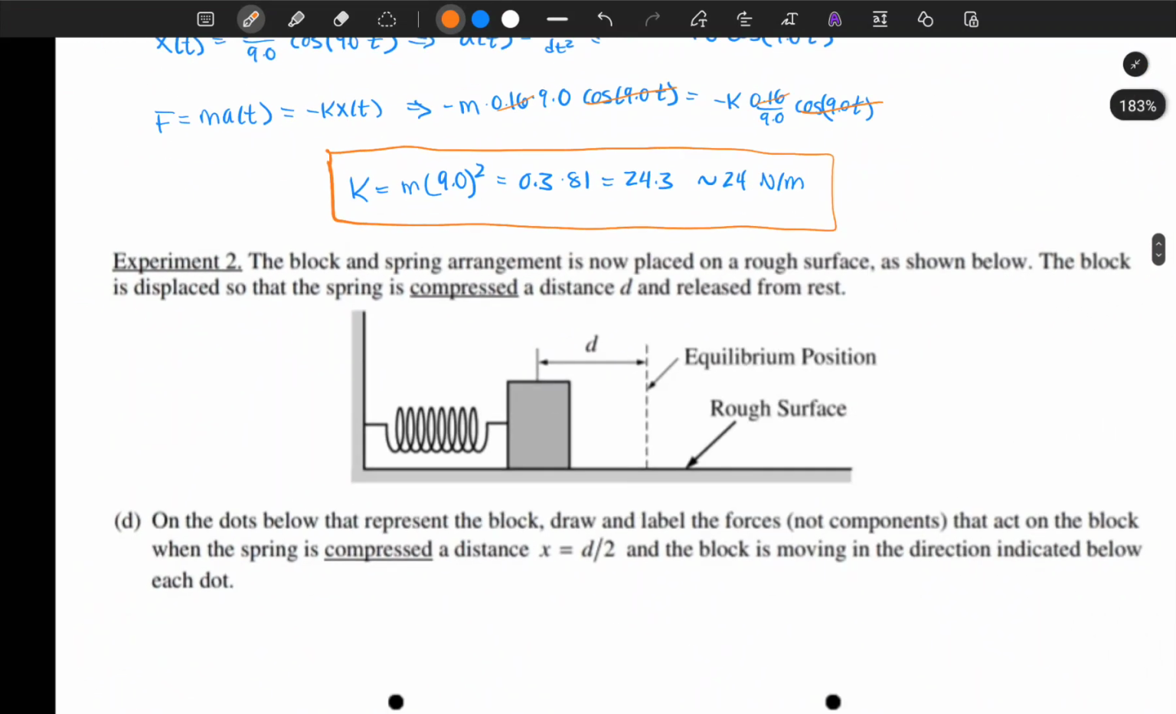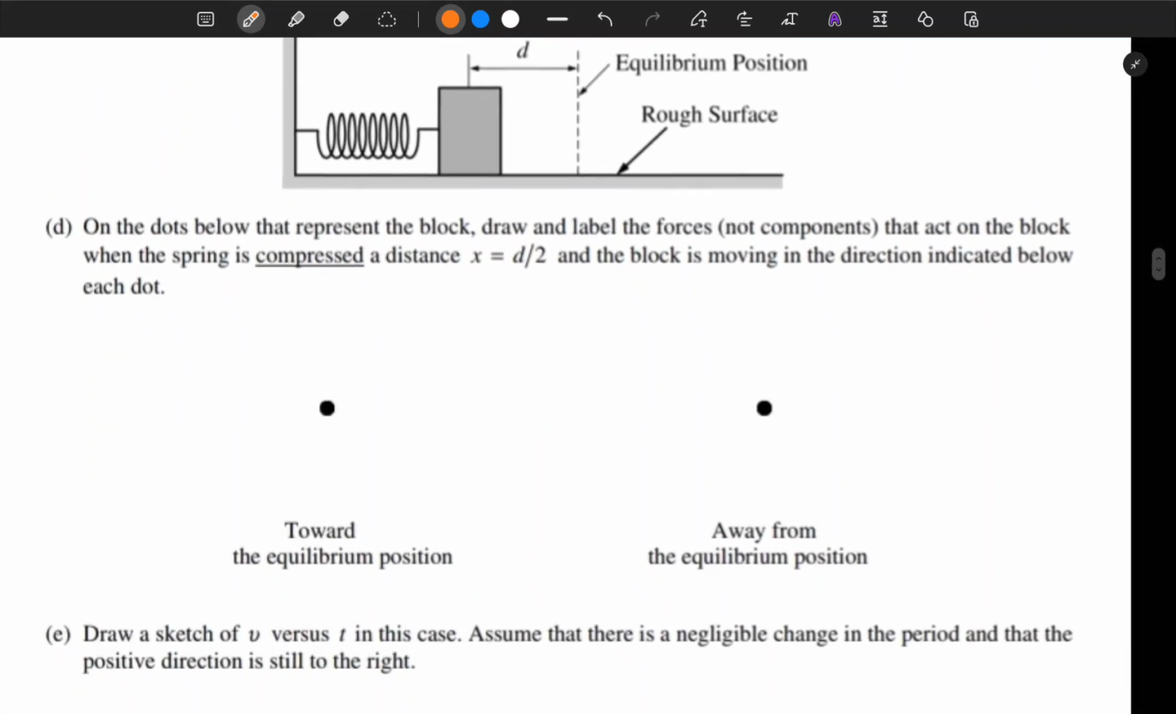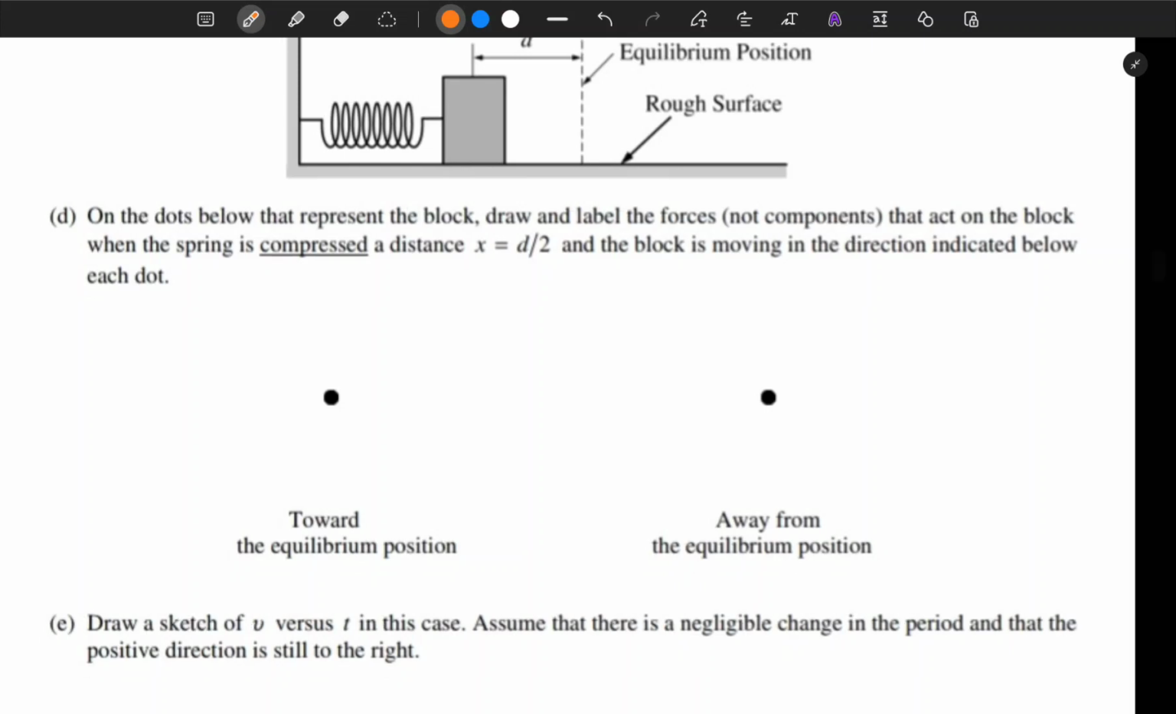Next, consider a different experiment. The block and spring arrangement, as above, is now placed on a rough surface, as shown below. The block is displaced so that the spring is compressed a distance d and released from rest. On the dots below, we wish to draw and label the forces, not the components, that act on the block when the spring is compressed at a distance x equal to d over 2, and the block is moving in the direction indicated below each dot.